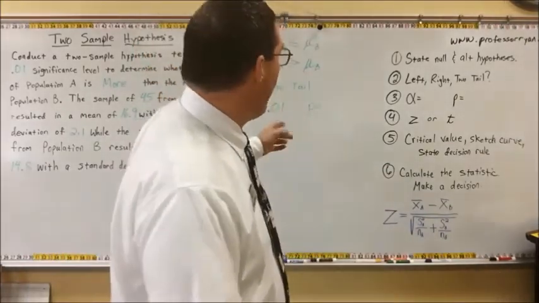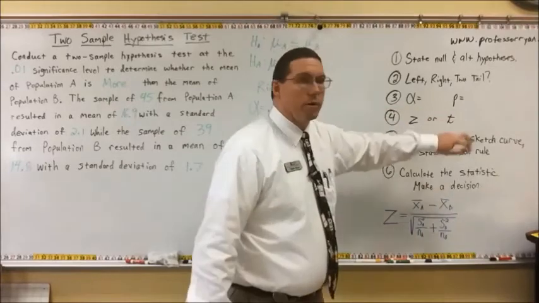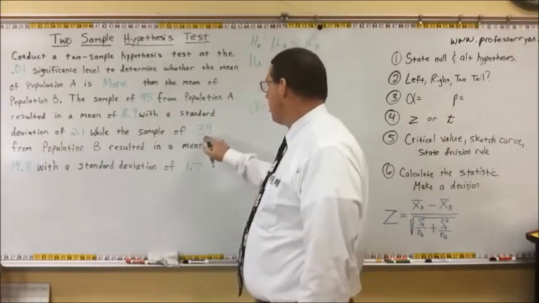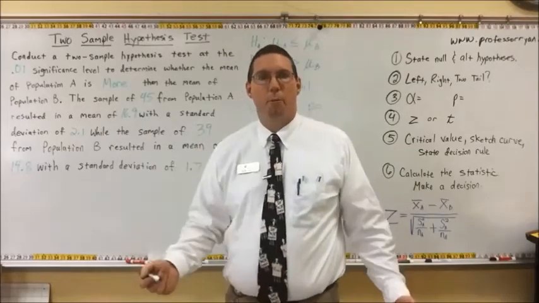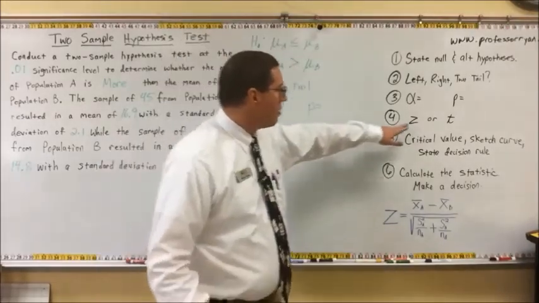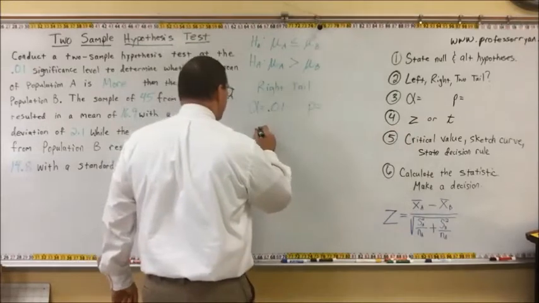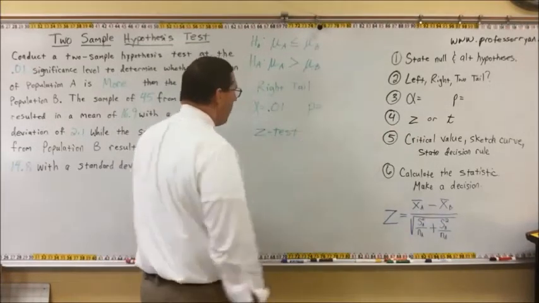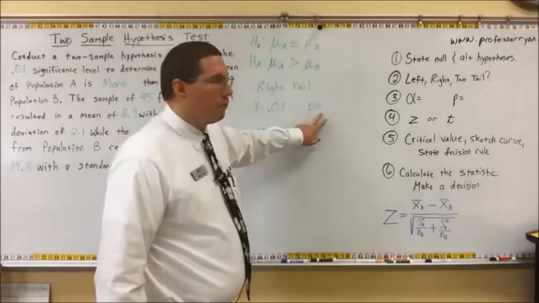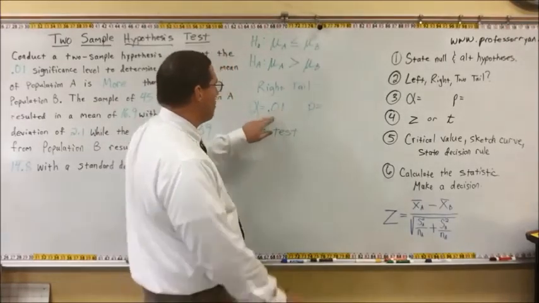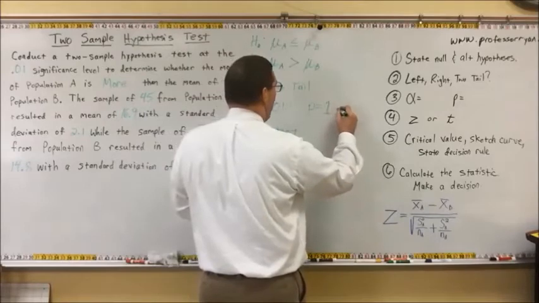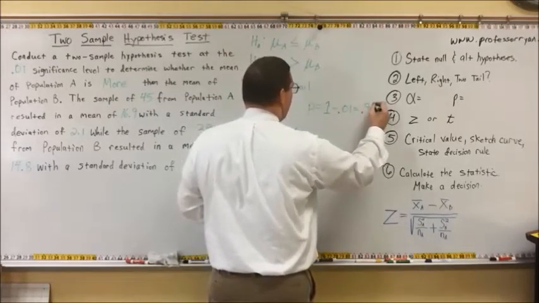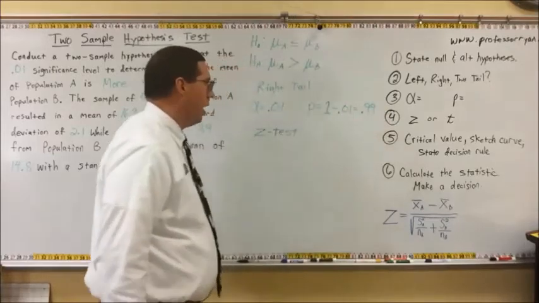So we have to jump ahead now to step 4. Is this a z or a t test? Well, we've got a sample of 45 and we've got a sample of 39. Both of them are more than 30. Therefore, this is a z test. And I want to remind you that in a z test, to get the p-value, you have to do 1 minus alpha. So we're going to do 1 minus 0.01, which gives us 0.99. So our p-value is 0.99.